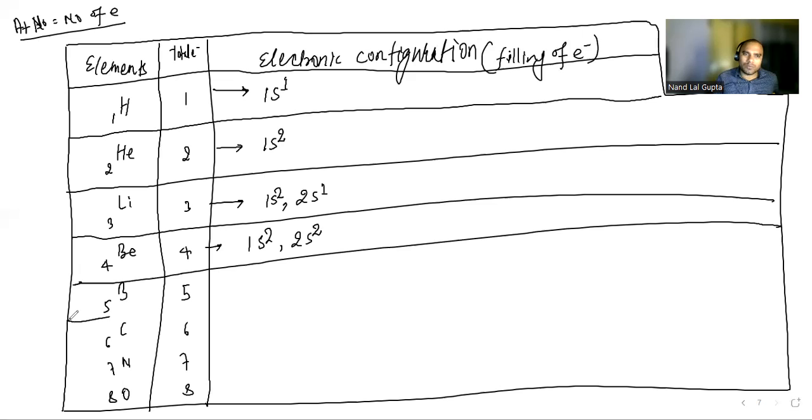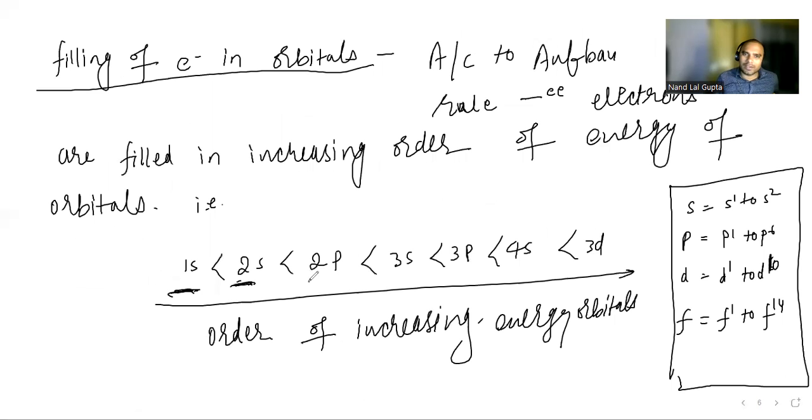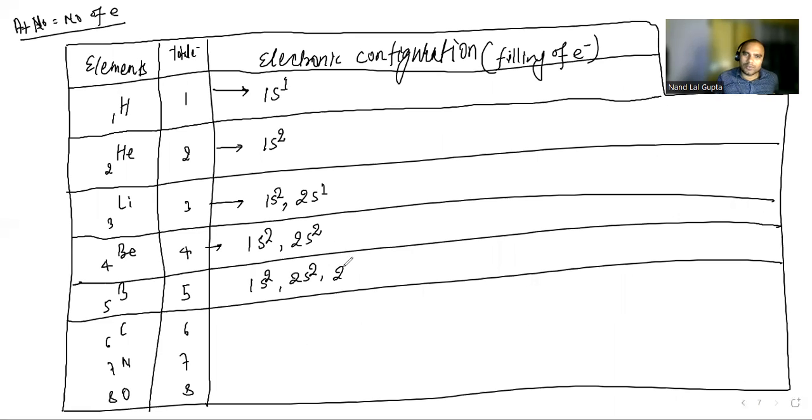Okay. Now come for the boron. Boron is 1s2, 2s2, 2p1. Okay. Now go for the carbon.